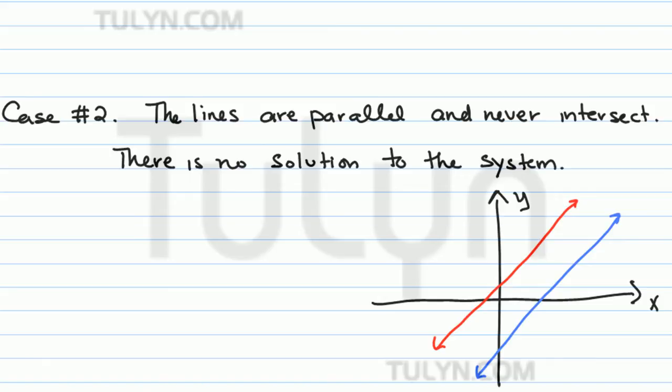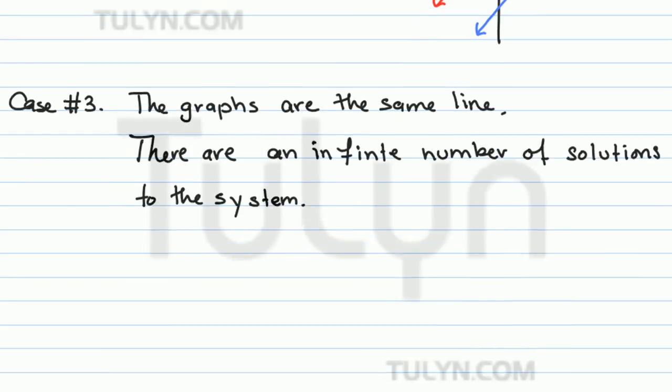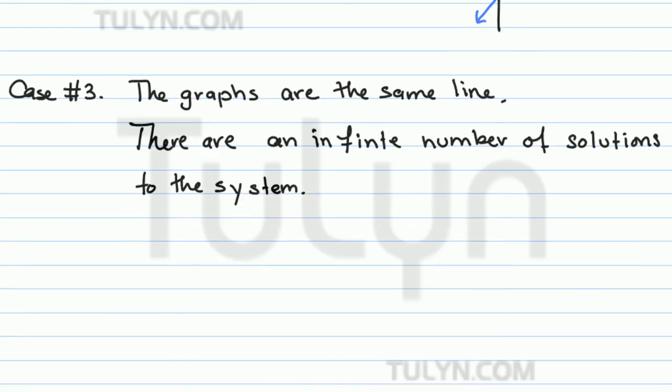And now systems like these, in which they have parallel lines for the graphs, are called inconsistent, an inconsistent system of equations. Okay, and that was case 2. Now, case 3, the final case, is that the graphs coincide. That means that they're actually the same line.